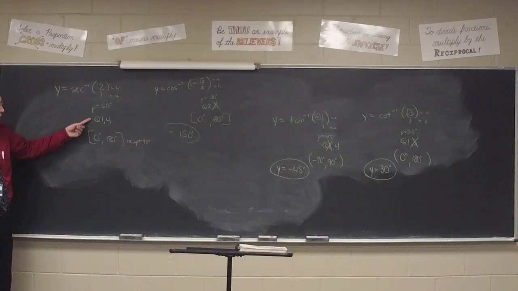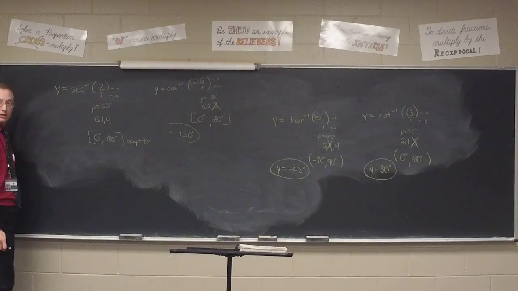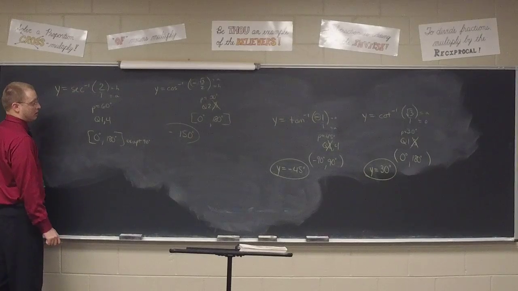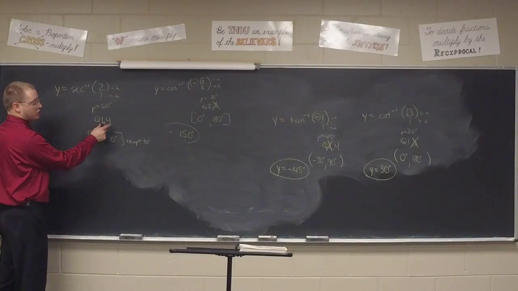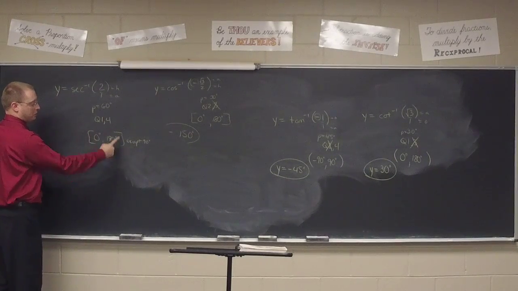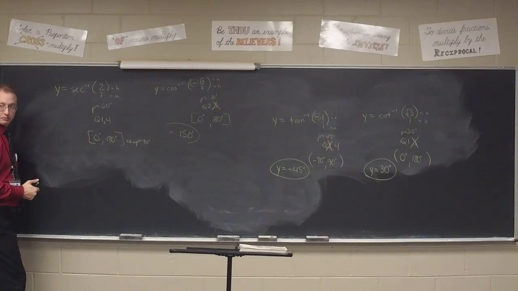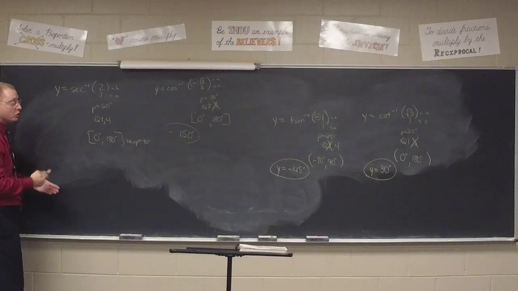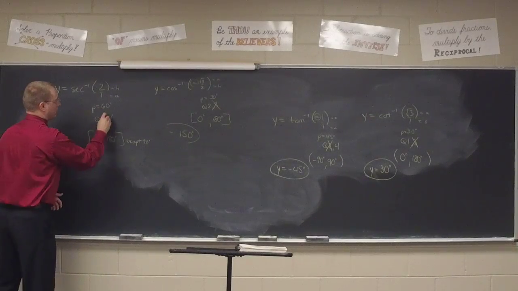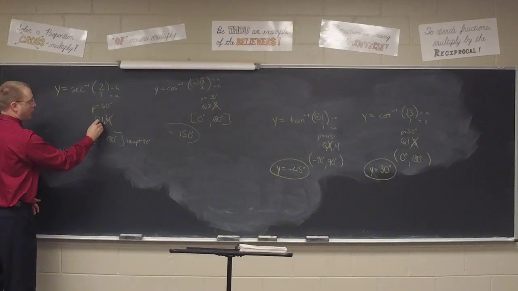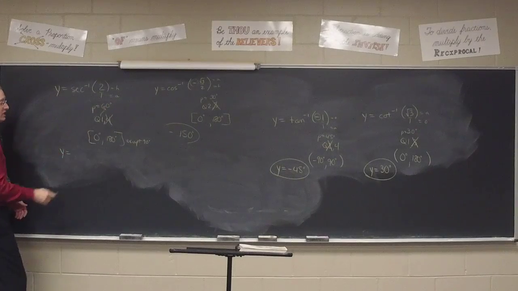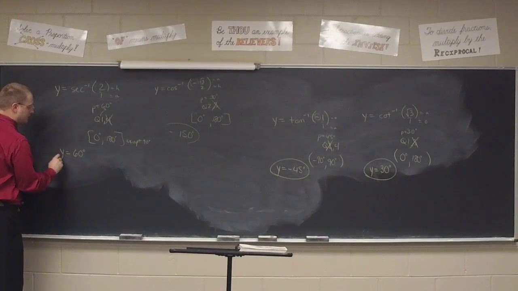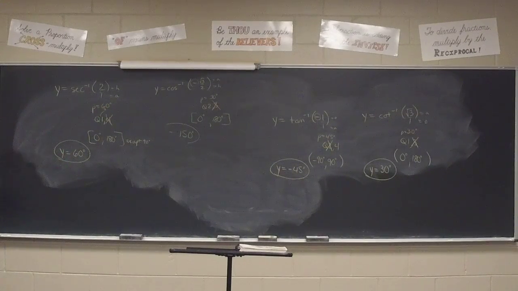Which quadrant do I have to rule out? Which of these two quadrants doesn't fit between 0 and 180? 0 to 180 includes 1 and 2, not 4. So 4 gets ruled out. So we're going to say that y equals the quadrant 1 form of 60, which is 60 degrees. Making sense? Do you see the process here?